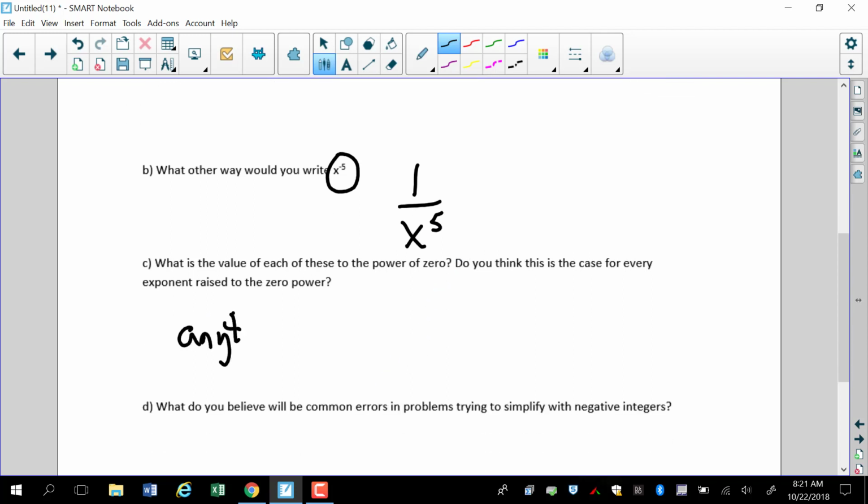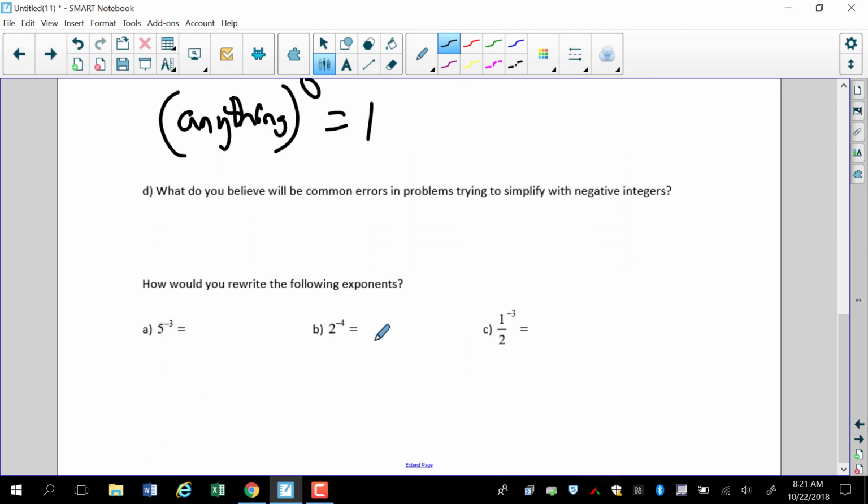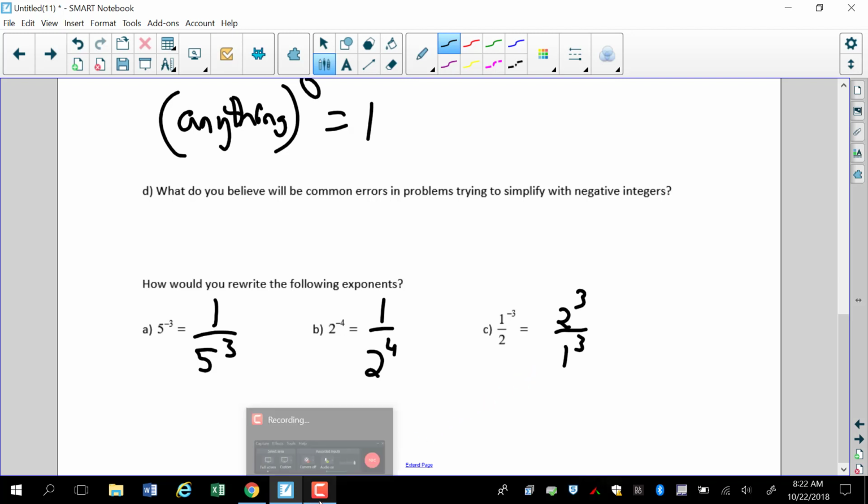Anything to the power of 0 equals 1. I don't care what it is, that holds true. And if you look at the common errors of simplified negatives, it's really just not understanding the rule. So if you look down here, let's just kind of go down here and look. 5 to the negative 3 is the same as 1 over 5 to the 3. 2 to the negative 4 is the same as 1 over 2 to the 4. This right here is the same, we flip them. So it should be 2 to the 3 up top and 1 to the 3 on the bottom. And that's it. That's how your negative exponents and division work.